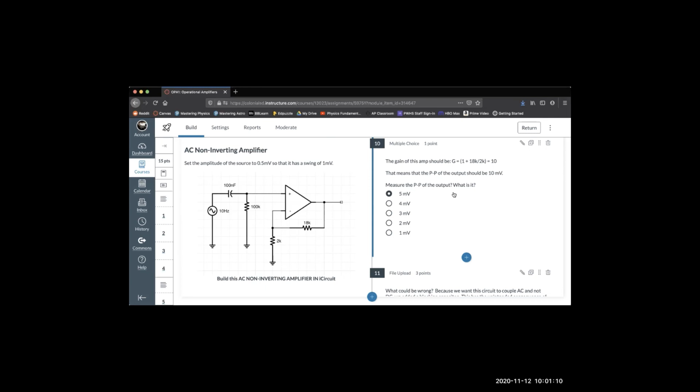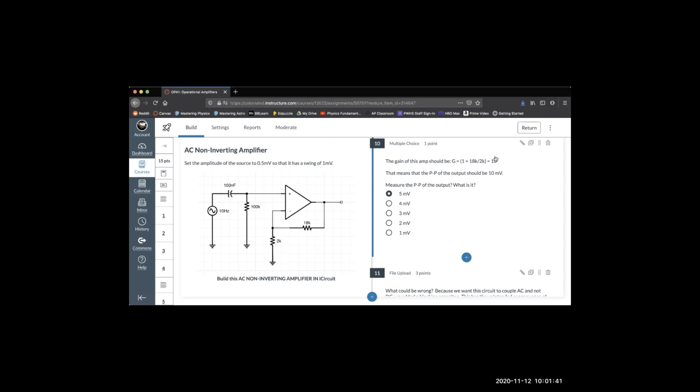Give it a try. You're going to find out that that peak to peak is in fact 5 millivolts. The input is 1 millivolt peak to peak. The output is 5 millivolts peak to peak. So the output of this thing should be 10 times larger. This thing's not doing what it should. I should get 10 millivolts of output because I got 1 millivolt of input. It's designed to have a gain of 10, but I only got 5.